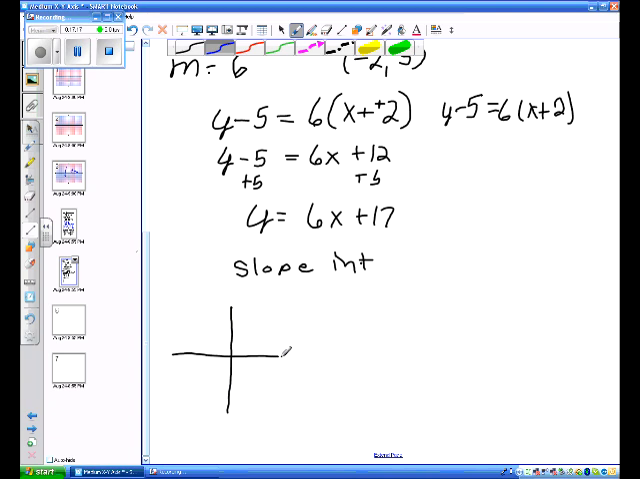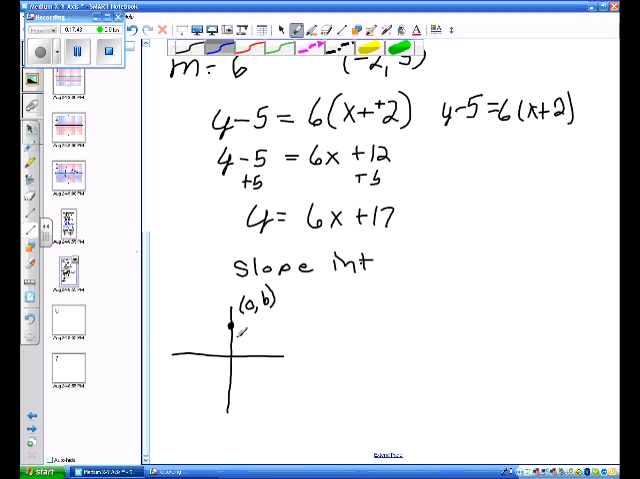If I have a graph and the point I'm given is a y-intercept, then for the coordinates, my x value is 0, and I'm just going to call my y value b. It could be any number, but I'm going to call it b instead of calling it y because it's a special y.